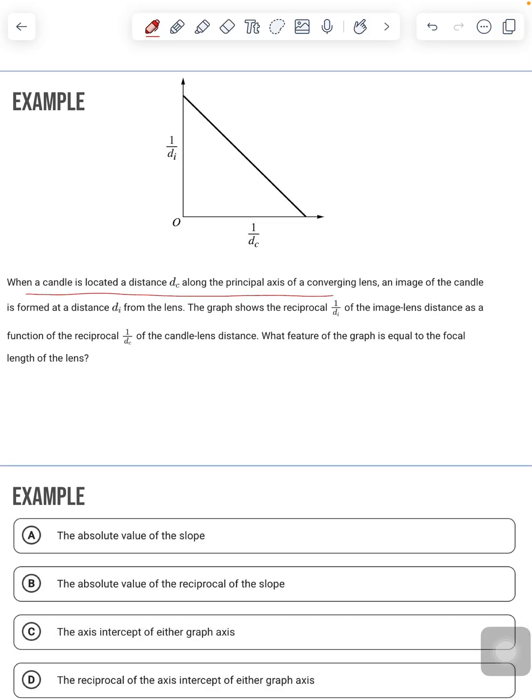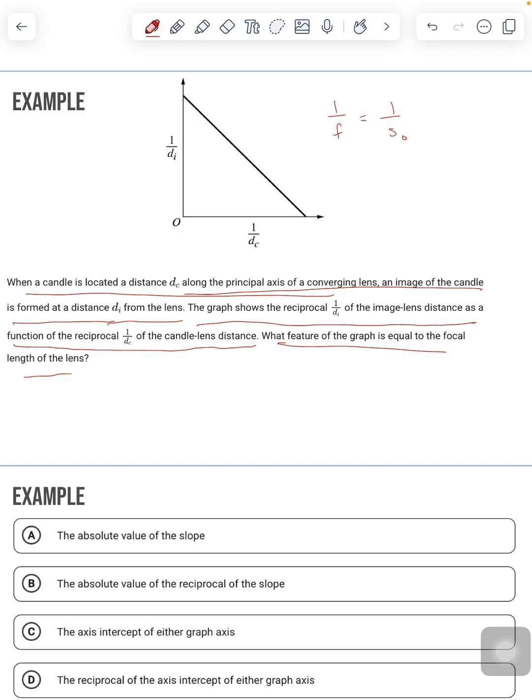When a candle is located distance DC along the principal axis of a converging lens, an image is formed a distance DI from the lens. The graph shows the reciprocal, 1 over DI, of the image distance as a function of 1 over DC of the candle distance. What feature of the graph is equal to the focal length of the lens? So again, we have 1 over F is equal to 1 over SO plus 1 over SI. In this situation, we use D's, so we have 1 over F is equal to 1 over DI plus 1 over DC. DC is the distance of the candle. That's actually the object distance.